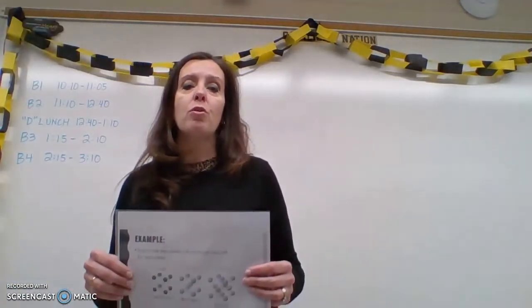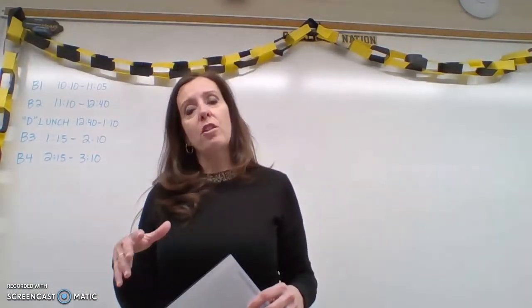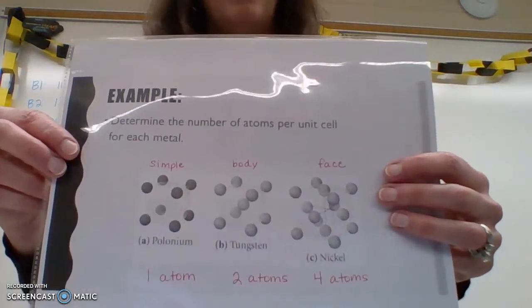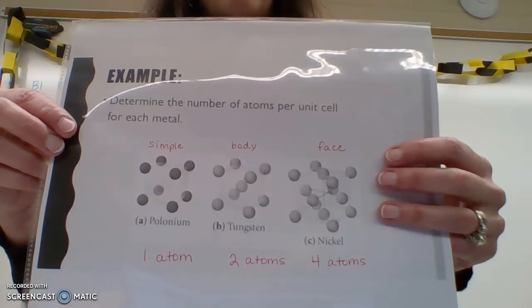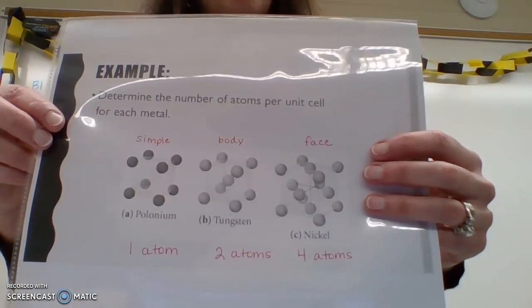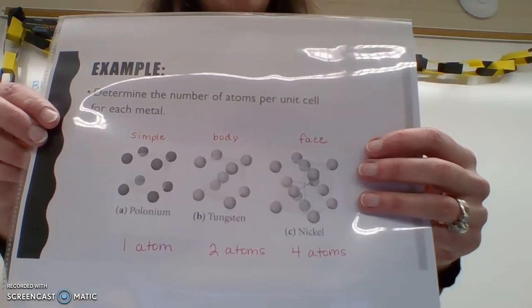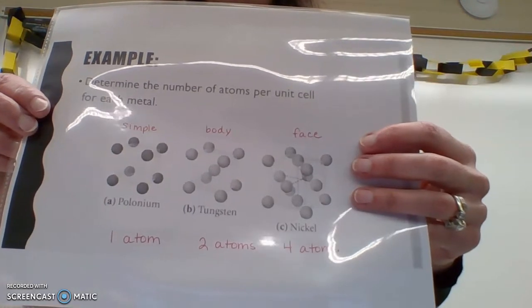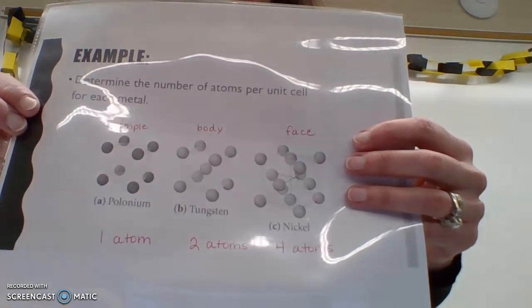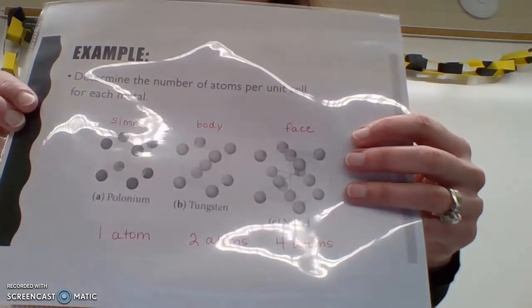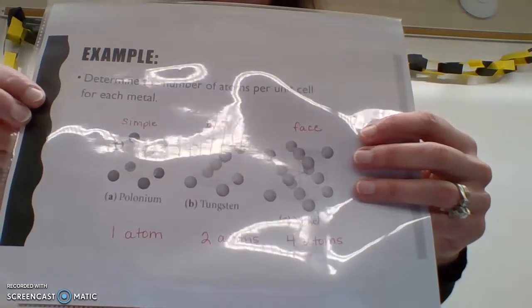I started the notes after we talked about the different lattice structures just by doing some examples. And I asked you to identify what these structures were. Okay? And the polonium is obviously a simple structure. And because it's a simple structure, because it only has 1 atom in each corner, the total volume inside that cube is going to be 1 atom. And the tungsten is going to be body-centered. You have 1 on each corner and 1 in the center, so that's going to be 2 atoms. And the last one was face-centered, so that's going to be 4 atoms.